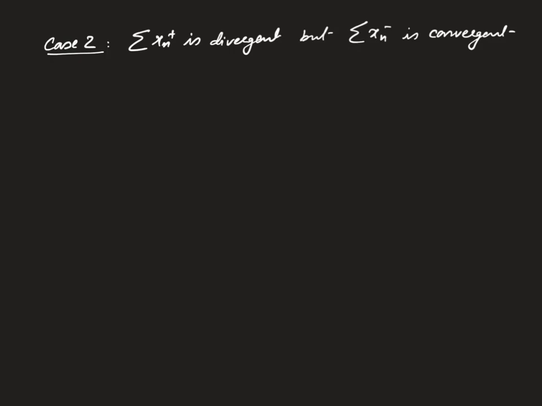For convenience, we will introduce some notation. So S_n^+ will denote the partial sums for x_n^+, which is nothing but x_1^+ plus etc. up to x_n^+. Similarly, S_n^- will denote the partial sums for x_n^-, which will be equal to x_1^- plus etc. up to x_n^-. What can we conclude from the fact that series x_n^- is convergent?